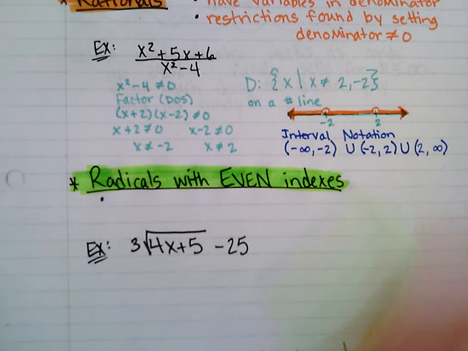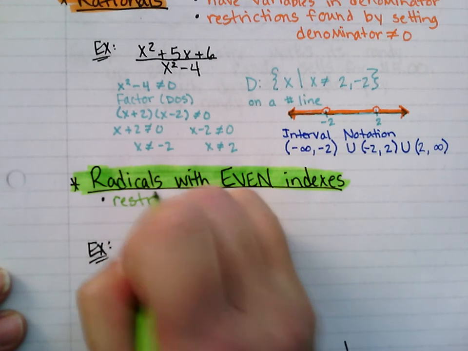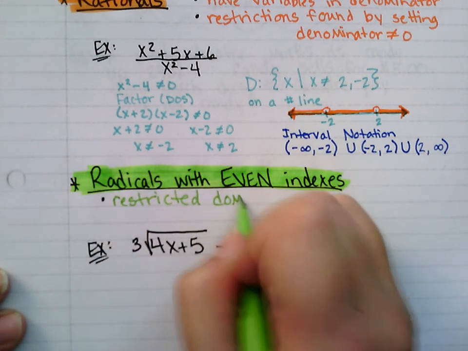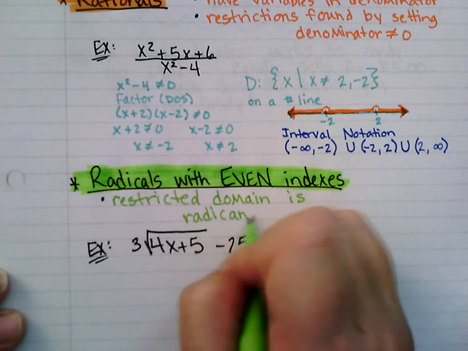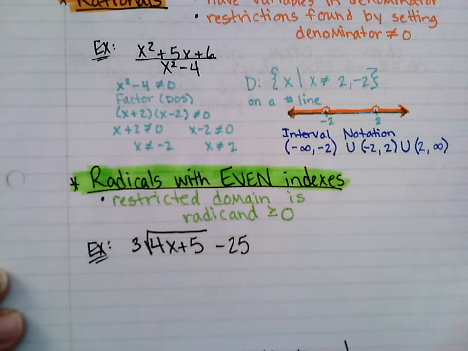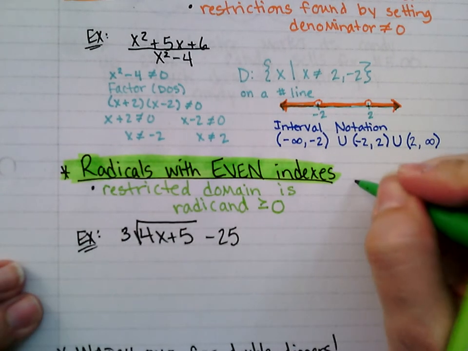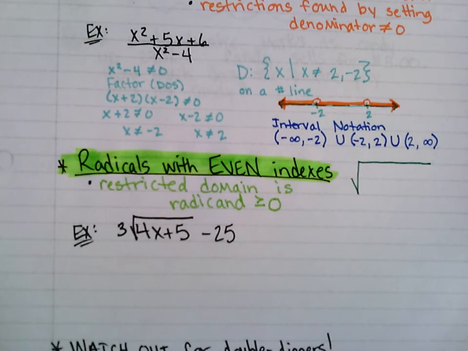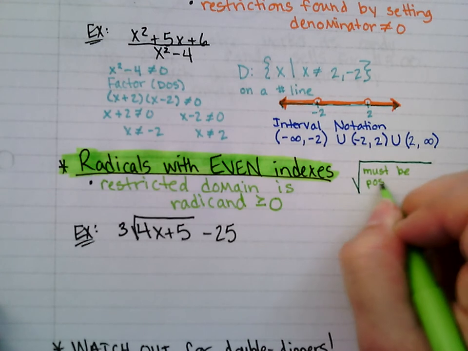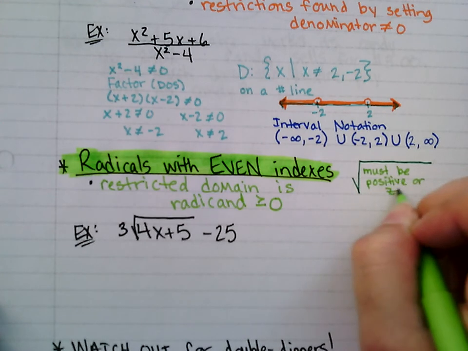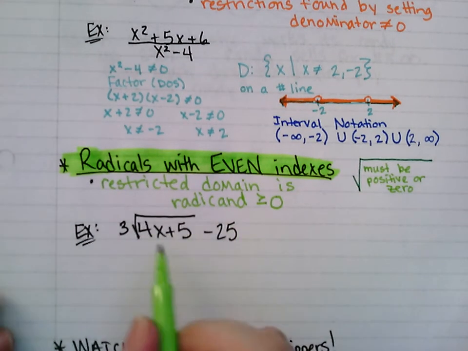So when you have a radical with an even index, the restricted domain is where the radicand is greater than or equal to 0. So let's say I have a square root. The radicand is the stuff that's inside, and the radicand must either be positive or 0. So the way that we make that happen is we take the radicand and set it greater than or equal to 0 and solve.